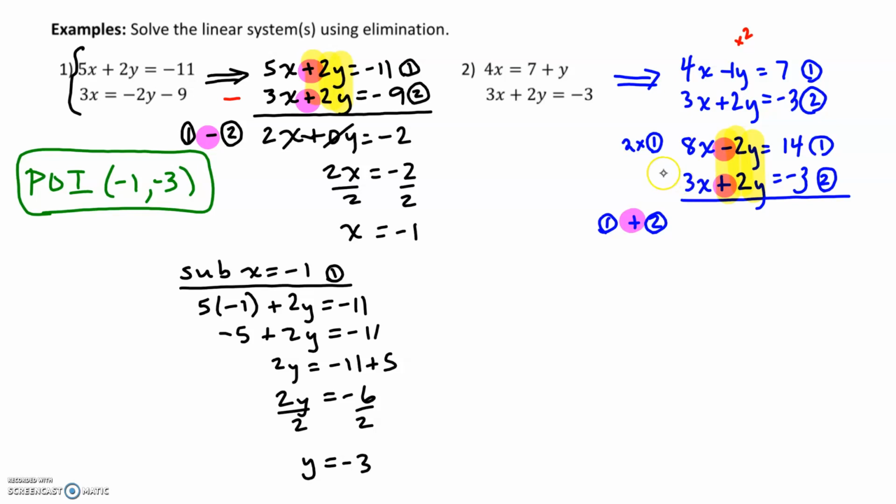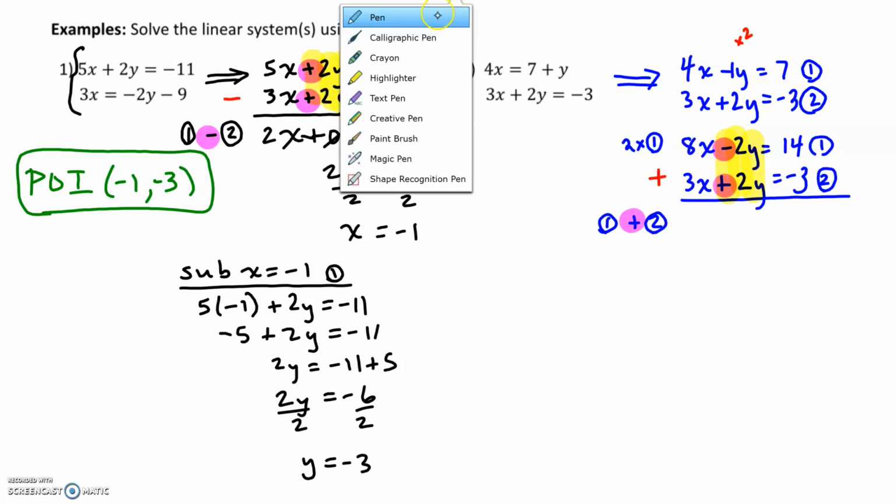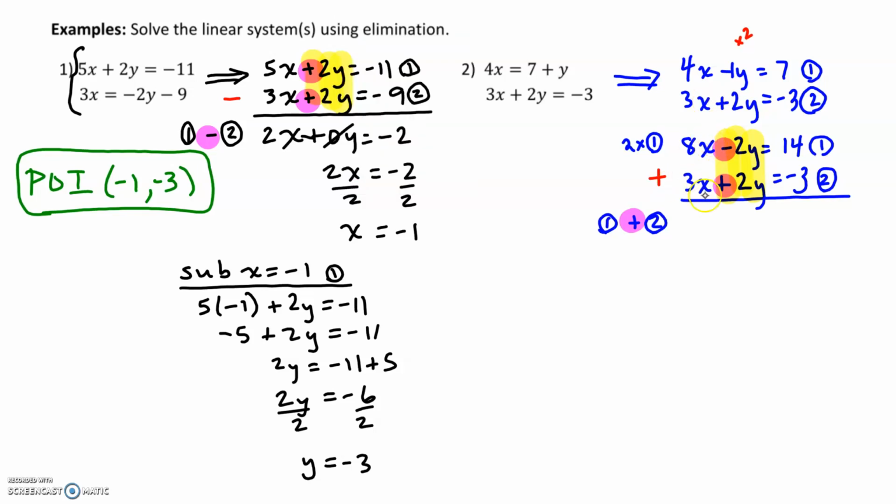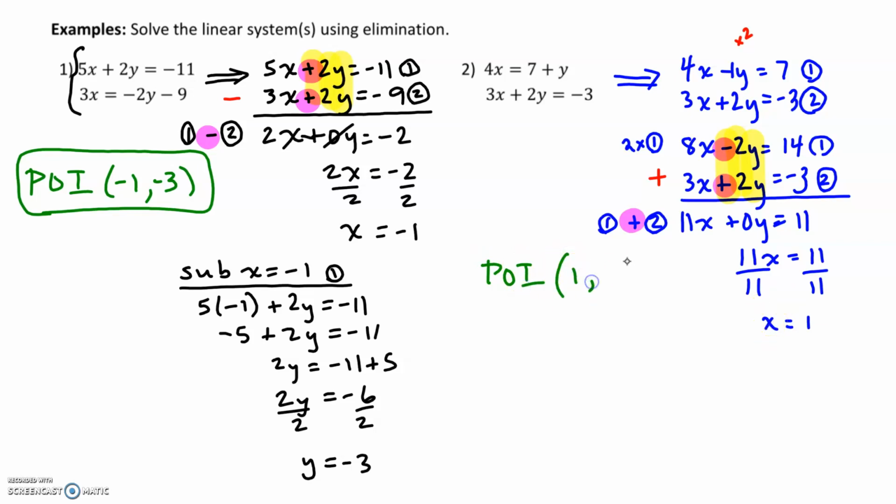So I'm going to put a plus sign here so I remember what operation I chose. And it is 8 plus 3. So that's 11x. And then it's -2 plus a +2, and that gives me 0. And 14 plus -3 will give me 11. So 0y is gone. I have 11x equals 11, and I'll divide both sides by 11. So x equals 1. All right, so for my POI, I know I have my x value, which is 1.